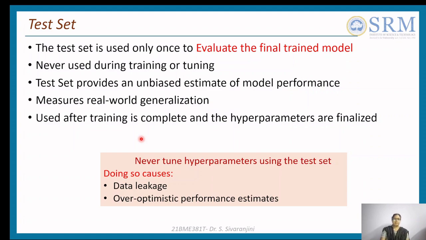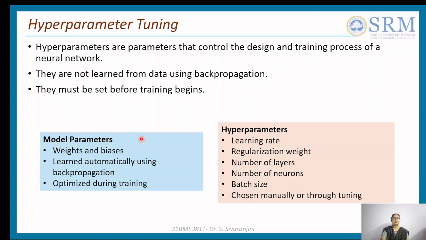So, in brief, we came to know what the validation set is, what the training set is, and how much data should be given in each category. Now we have seen that the validation stage requires tuning of the hyperparameters. What are these hyperparameters? These hyperparameters are the ones that control the design and training process of the neural network. They are not learned from the data using backpropagation. They are set before the training begins.